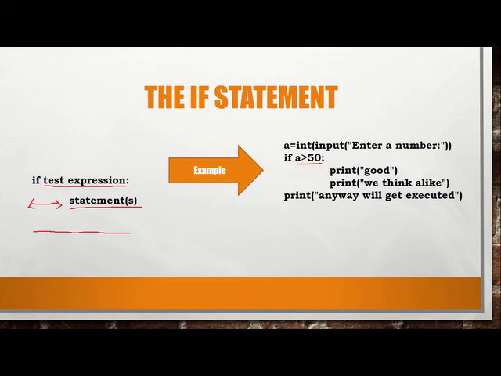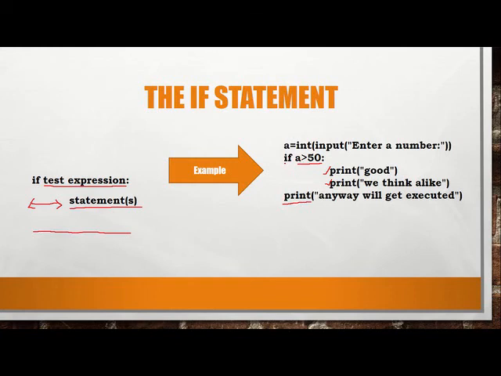Now see over here, there are two statements. You can see the first one is print and the next one is another print, and both are indented. This is to tell that if this condition is true, these two statements will get executed. And the first non-indented statement is this. That means this print statement will get executed irrespective of whether the condition is true or false, because this is unindented.